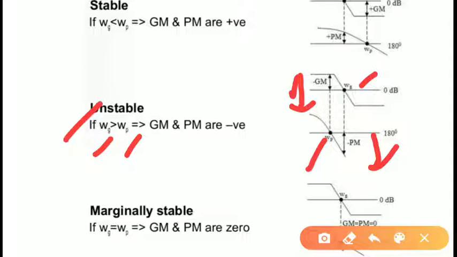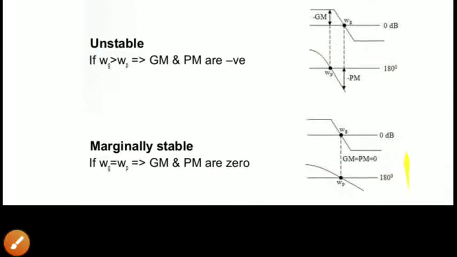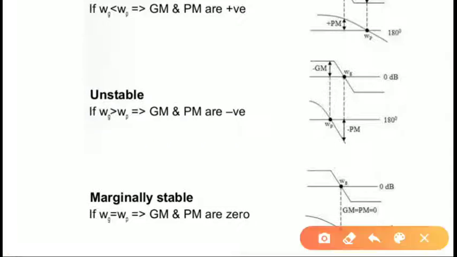unstable. Clear? And what happens if both the frequencies are the same, that is, omega z equals omega p, gain crossover frequency equals phase crossover frequency? Then we have no gain margin and no phase margin. So gain margin and phase margin will be 0. Clear?